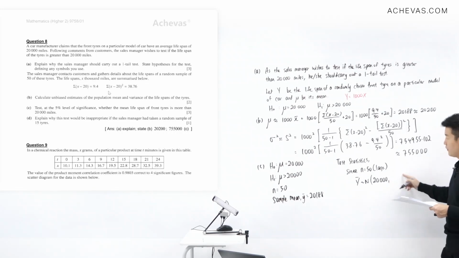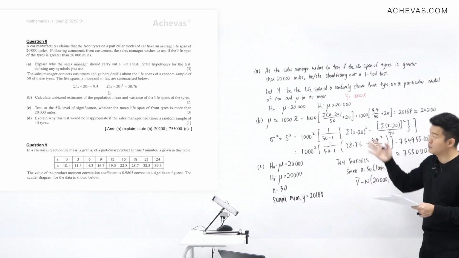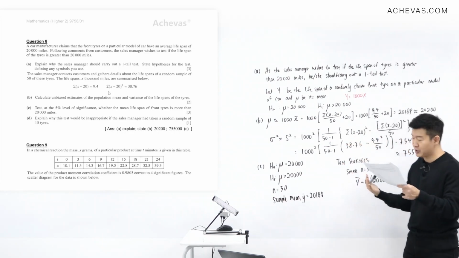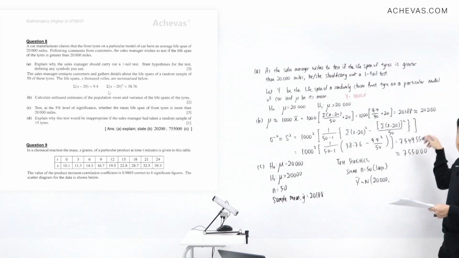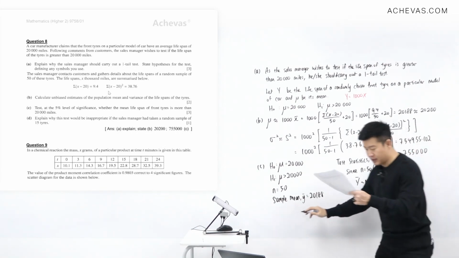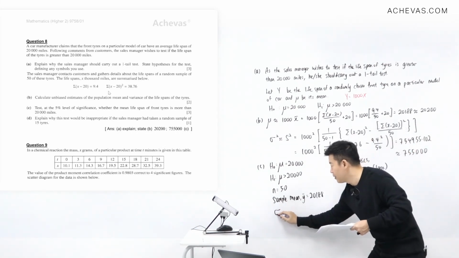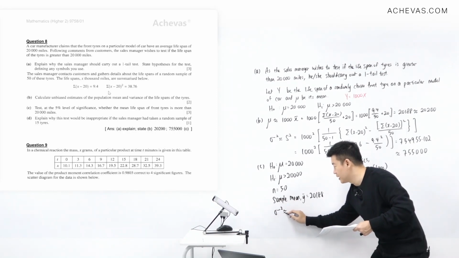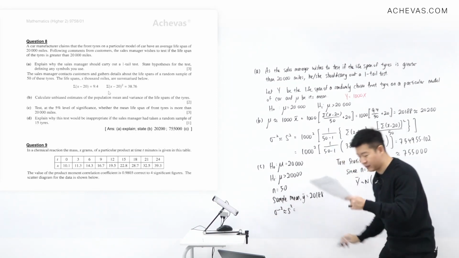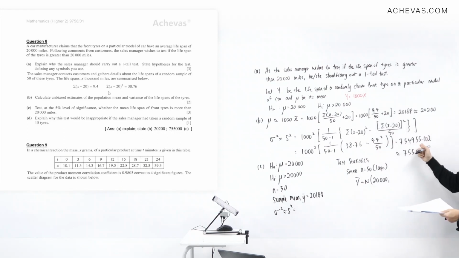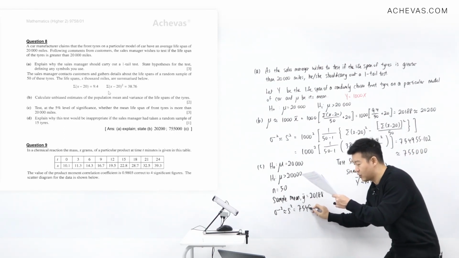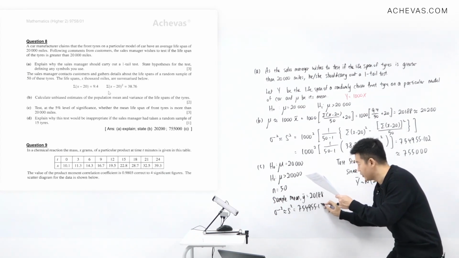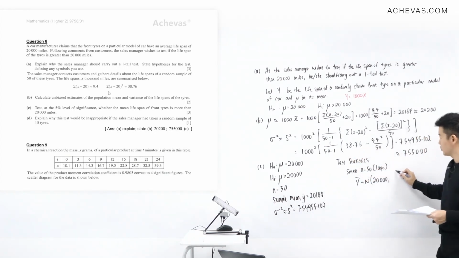And the population variance, we don't have. You have to read the question. We still don't have the population variance. So we're going to compromise by making use of the unbiased estimate of the population variance. Let me write it down here. The population variance, taking the estimated version, is going to be this number here: 754,955.102. Let me write it down here also.